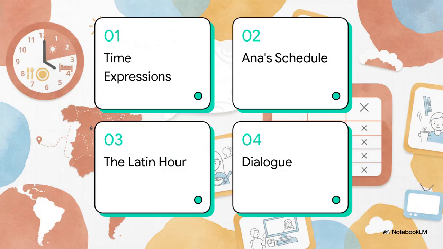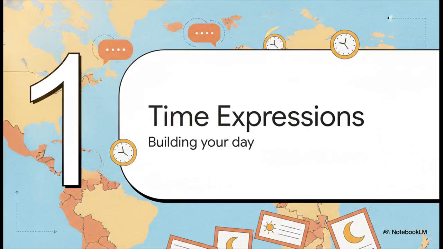Okay, let's dive right into this and map out our day in the life journey. We've got 4 quick sections today. First, essential time expressions. Second, reading, Anna's schedule. Third, culture, the Latin hour. And fourth, dialogue, how is your day? Starting right off with section 1, essential time expressions. These are the building blocks for your day.